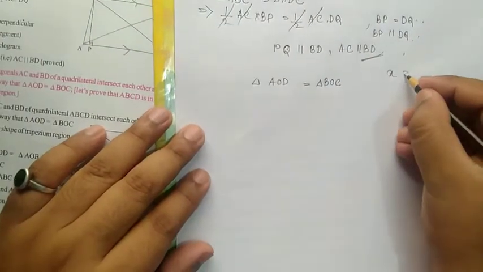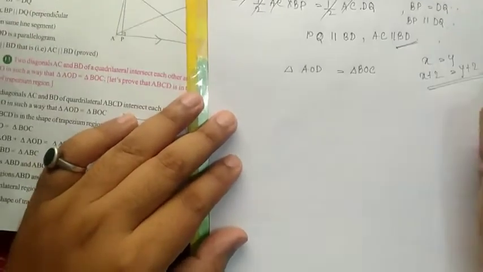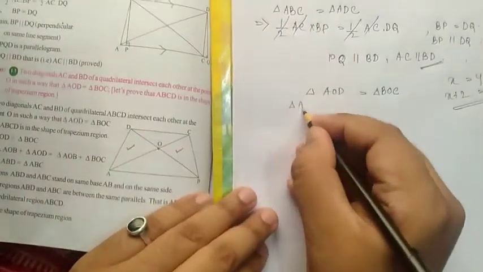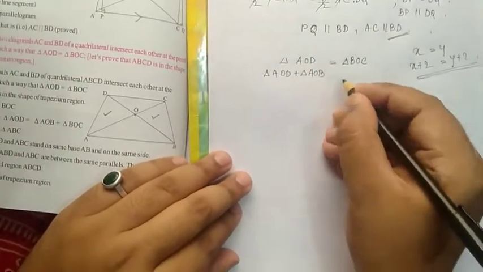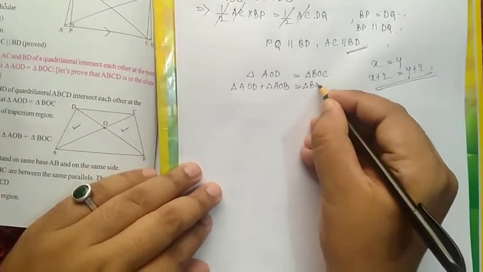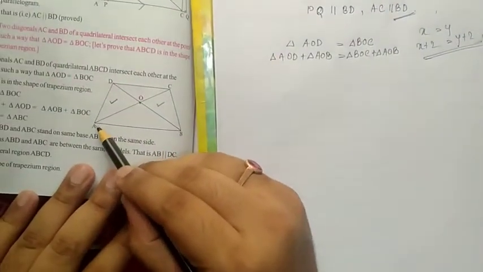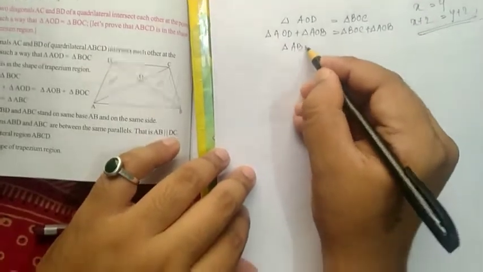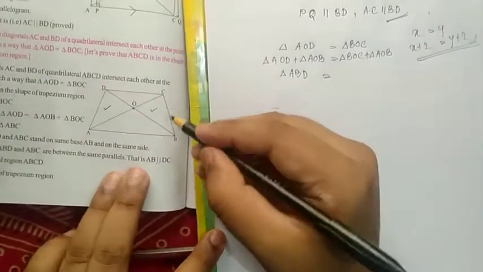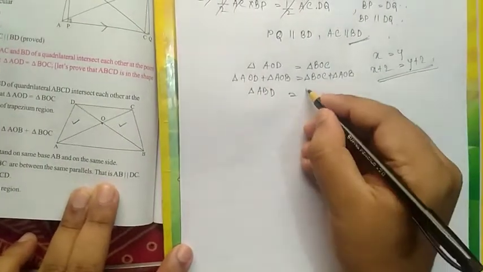If we know x equals y, and we add 2, therefore we can write y plus 2. So we add triangle AOB on both sides. So triangle AOD plus triangle AOB gives us triangle ABD, and similarly from triangle BOC and triangle AOB, we can find triangle ABC.